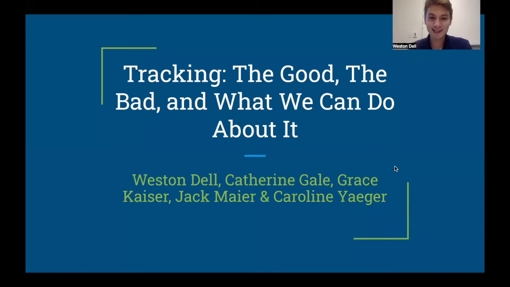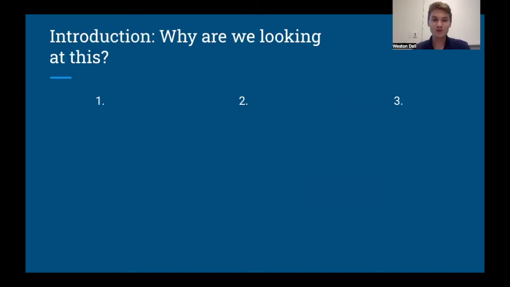The title of our presentation is Tracking the Good, the Bad, and What We Can Do About It. Let's jump into it. So let's first talk about what is tracking. Tracking is grouping students by some measure of ability. That's sometimes based off of a test, sometimes based off of a prior class, maybe based on an IQ score. Basically, tracking is grouping students by some ability and then placing them in separate classes by that ability.